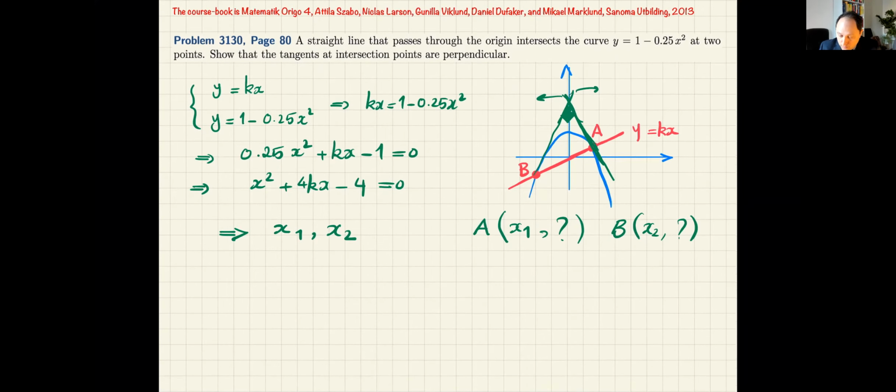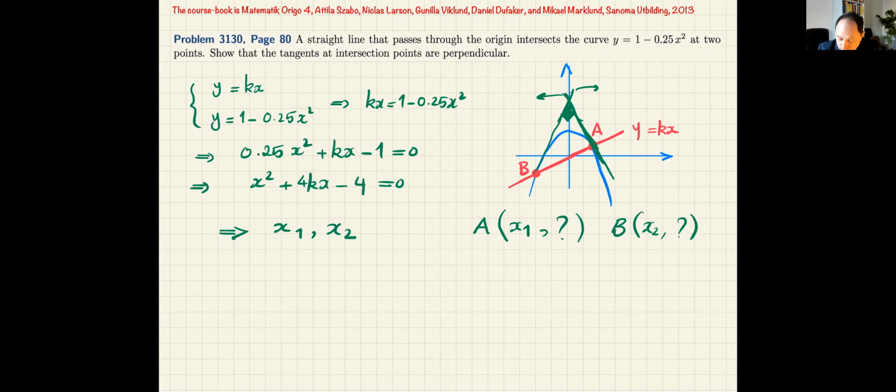Now, if I ask you, what is the k value of this line? Let me call the k value of this one k1, and the k value of this one k2. Can you tell me how I should calculate k1? How should I calculate k1? You take the derivative of y and put in x1.